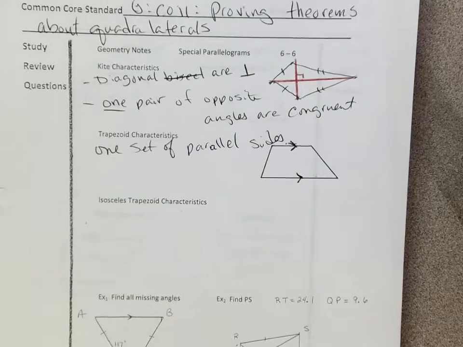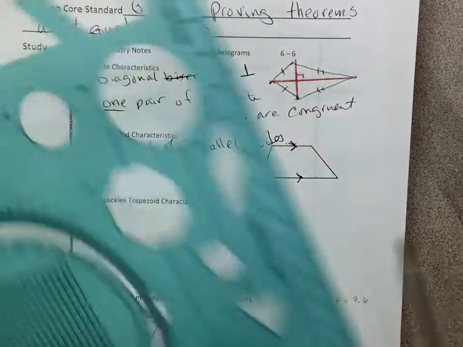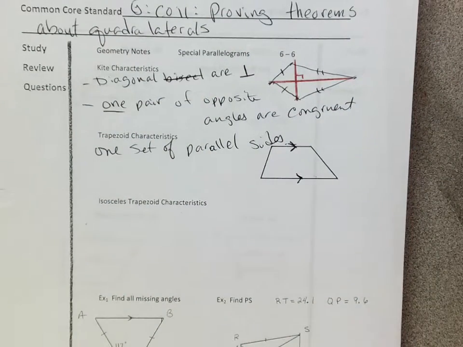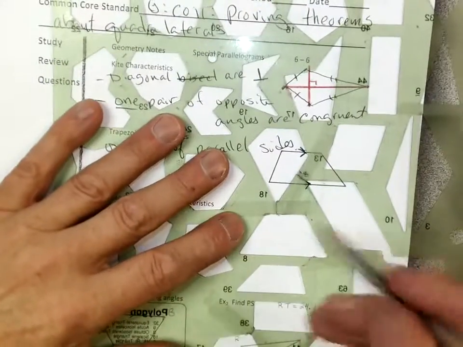Now, but if it's an isosceles trapezoid, then it becomes a golden child. It becomes a child of the family that everybody loves because it has so many unique things. All right, so see if I can find one on here. I know I have one in here somewhere. I need some new templates. Got it. Found it. It's right there.